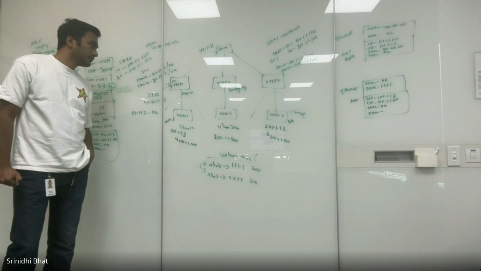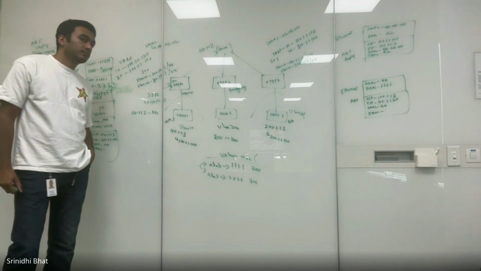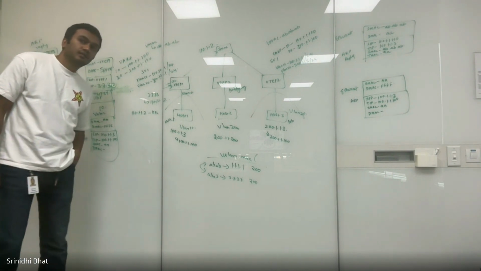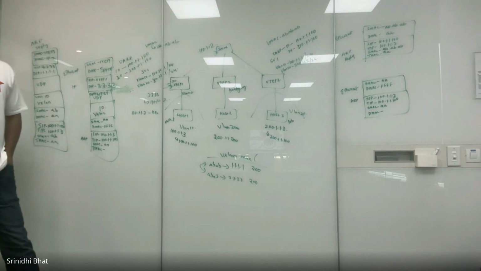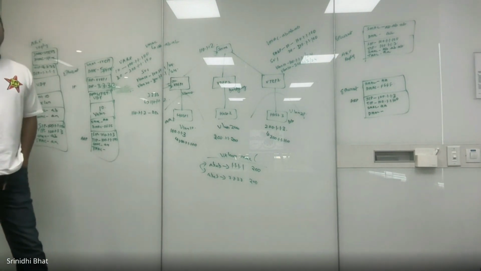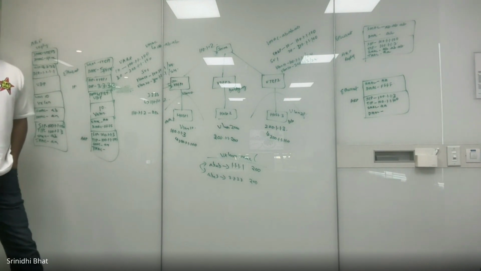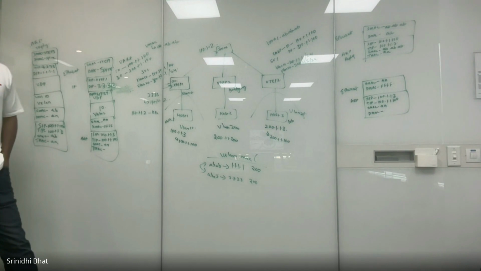So VTEP 2 doesn't have the MAC learned. So what will it do? Both of them will see the flooded packets. Is it an ARP request? No. Both of them will. The destination MAC is the virtual MAC of the SVI VLAN 200, which is not updated in the MAC address table of VTEP 2.